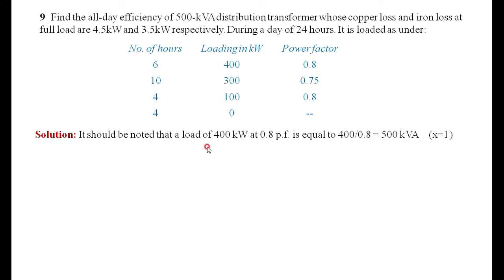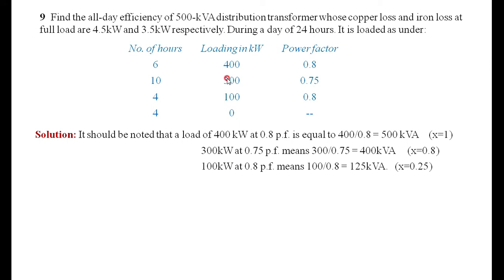And how to proceed? First, it should be noted that for the load of 400 kilowatt, I want to know at what load it is operating, so that I can calculate the copper loss for this particular load. Therefore, 400 kilowatt at 0.8 power factor: how do we convert kilowatt into kVA? We know that kVA into cos phi is equal to kilowatt. Therefore, kVA is equal to kilowatt divided by cos phi. So it is 400 divided by 0.8, which is 500 kVA. The rating of the transformer is 500 kVA, and the load is also 500 kVA. Therefore, X is equal to 1. It means it is operating under full load condition with a power factor of 0.8, that is 500 into 0.8, which gives 400 kilowatt.